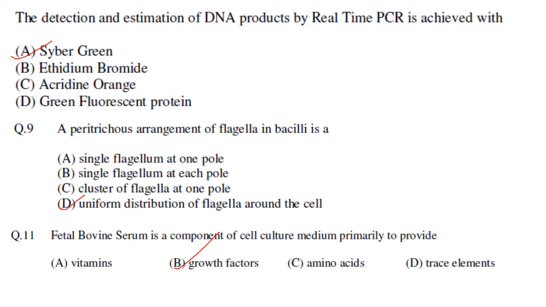Next one. The detection and estimation of DNA products by real-time PCR is achieved with option A, SYBR Green, B, ethidium bromide, C, acridine orange, D, green fluorescent protein. Answer is option A, SYBR Green. A peritrichous arrangement of flagella in bacilli is uniform distribution of flagella around the cell. So answer is option D.